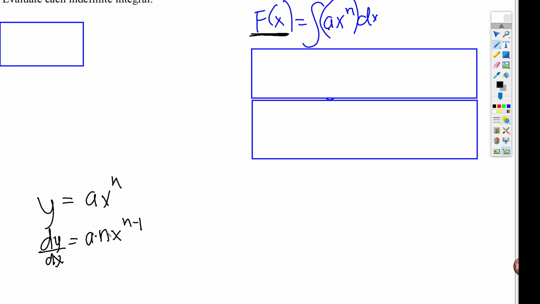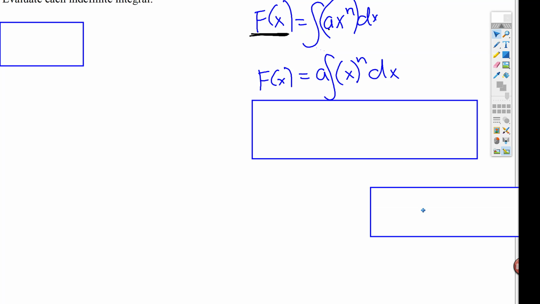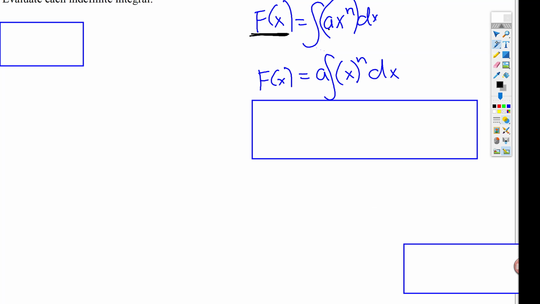What's the reverse of multiplying? Dividing. And the reverse of subtracting is adding. But because it's the reverse order, you have to do the addition first. So this is what I mean. If you have this ax to the n, first of all, we always pull the constants out. In fact, the constants can come outside the integration symbol.